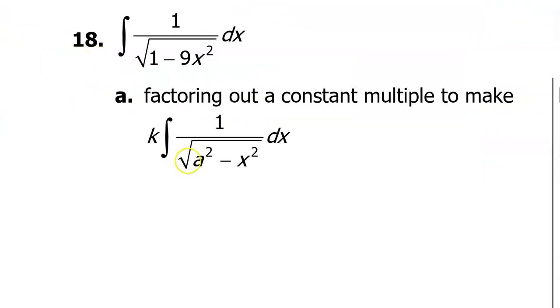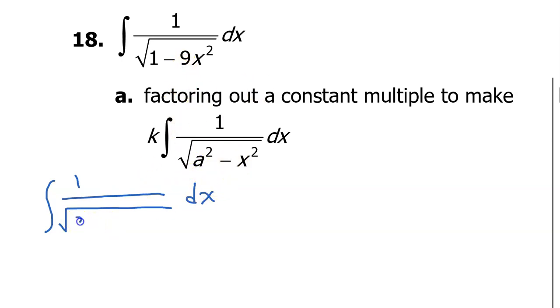For number 18, part A, we want to transform this integral to make it look exactly like this trig rule that we're about to use. One way to do that is to factor out a constant. If you look at the rule, you see that we just have x squared. There's no number in front of it. So that 9 has to go according to this strategy.